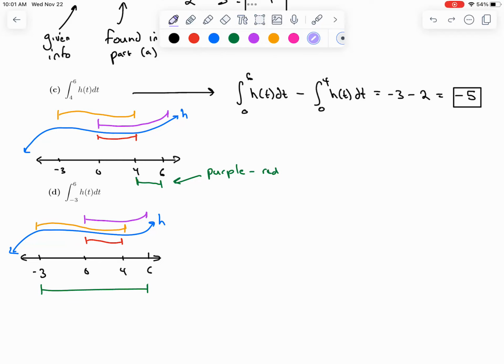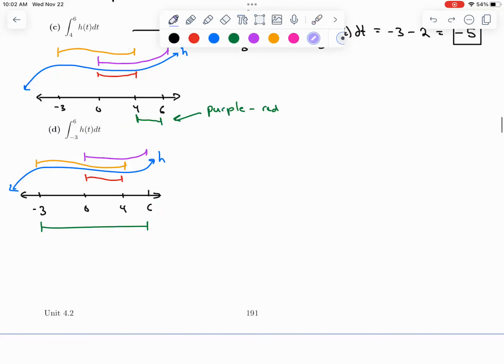So we can add the purple and the orange together, and then subtract off the red. Because if we add the purple and the orange together, it gives us the whole thing, but an extra amount from 0 to 4. That makes sense? Yes. So we just need to subtract off the red. That's one option.